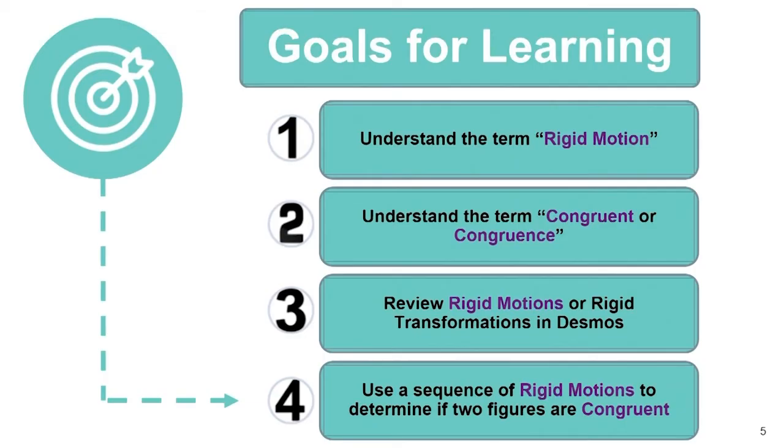What are our goals for learning? We will understand the term rigid motion. We will understand the term congruent or congruence. We will review rigid motions or rigid transformations in Desmos. And we will use a sequence of rigid motions to determine if 2 figures are congruent.